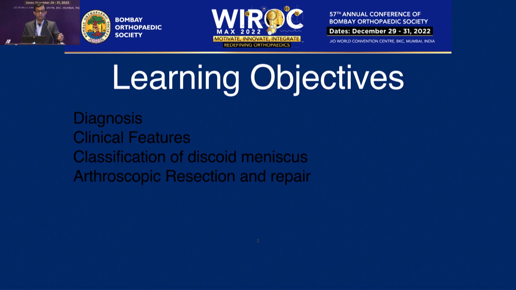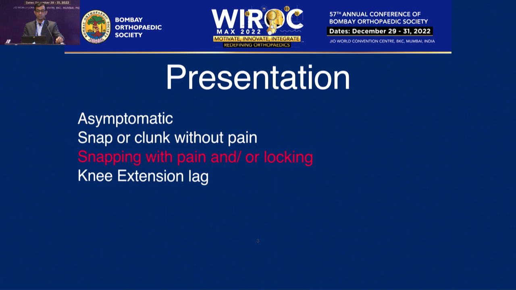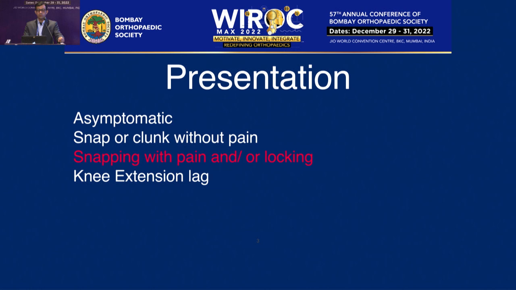I will start the session with the learning objectives for discoid meniscus, obviously the diagnosis, the clinical features of the discoid meniscus, classification, and what we do as surgery for the discoid meniscus. So how does it present? It can be an asymptomatic problem. Patient can have a snap or clunk without pain, which may not require any treatment, but snapping with pain and locking will definitely require some intervention.